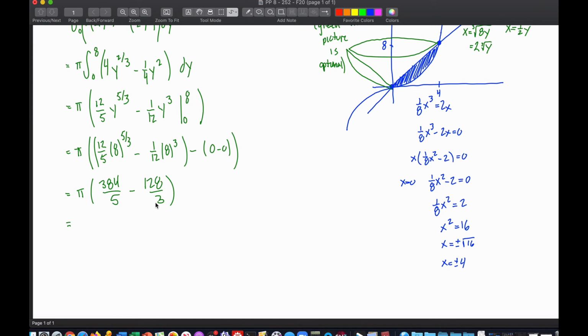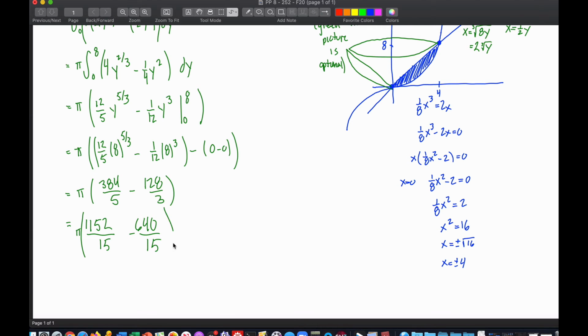My least common denominator here is 15, so I'll multiply this side by 3 over 3 and this side by 5 over 5. 3 times 384, well, 300 times 3 gives me 900, and 80 times 3 gives me 240, so that 900 and the 200 gives me 1100, and then the 40 plus 4 times 3 is 12. I think that gives me 1152 over 15, and I still have the pi out in front. And then if I do something similar over here, 128 times 5, well, 100 times 5 gives me 500, and 28 times 5 is 140. So 500 and another 140 gives me 640, I think, over 15.